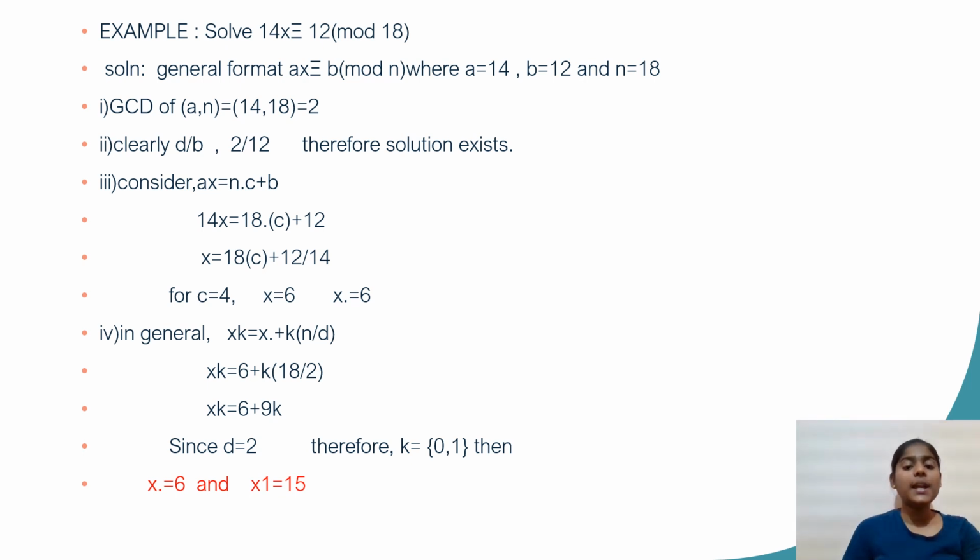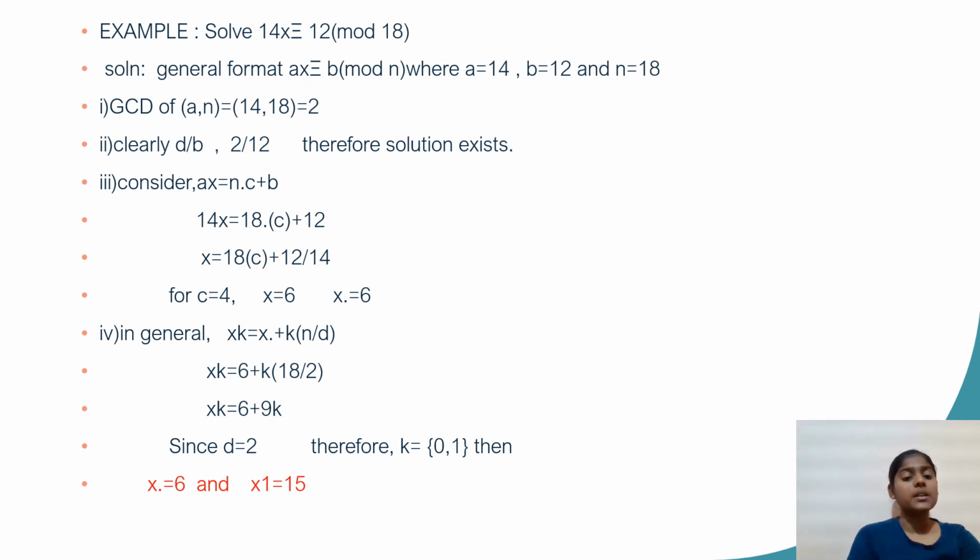First, GCD of a comma n, which is 14 comma 18, is 2. Second, clearly d divides b, that is 2 divides 12. Therefore, a solution exists. Third, consider ax = n into c plus b, so 14x = 18c + 12, and x = (18c + 12) divided by 14.